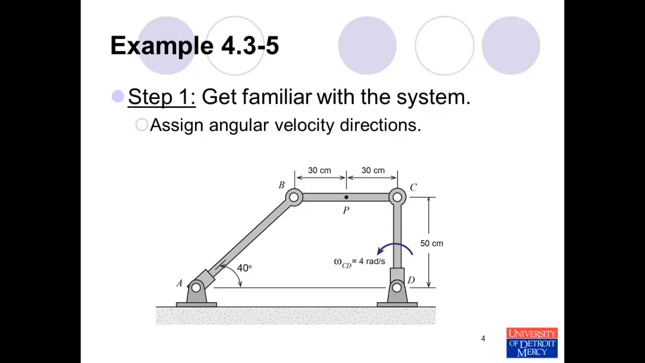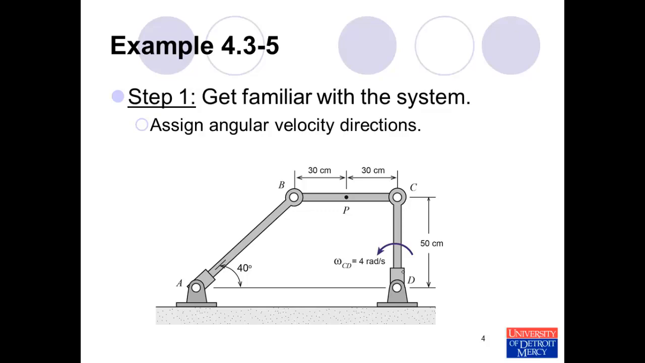The next thing we want to do is assign angular velocity directions. So we're given what the angular velocity direction is for this bar CD, and we want to attempt to determine what the directions are for the other linkages, AB and BC. If we have trouble determining the directions, that's okay. We'll just go ahead and assume a direction. When we actually do our calculations, if we calculate that the angular velocity is negative, then we know that the direction is opposite what we assumed.